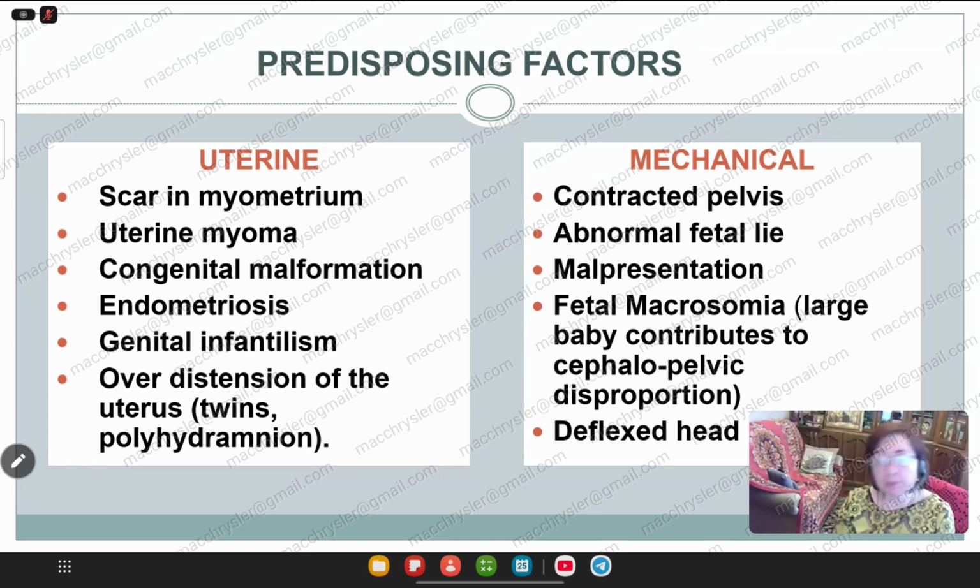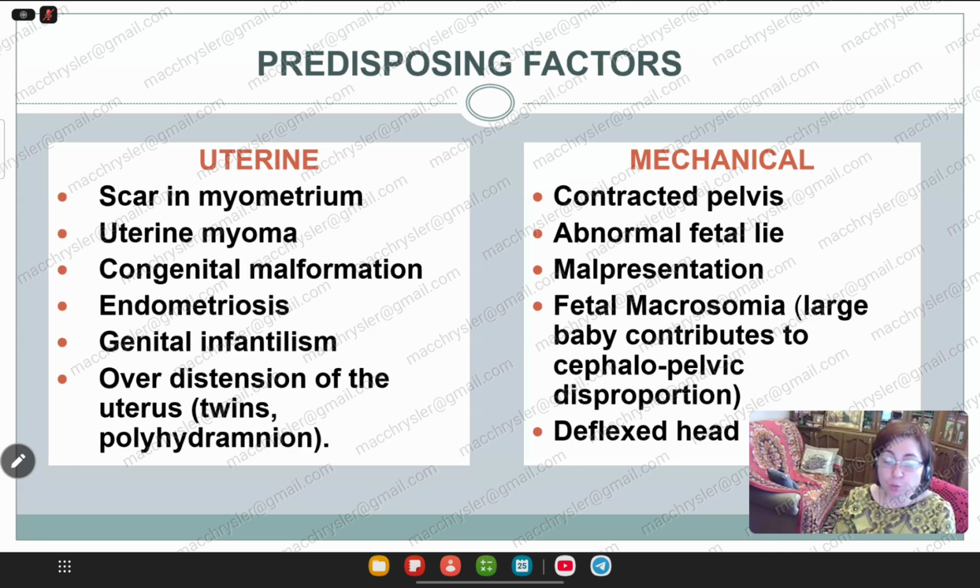Some gynecological disease like endometriosis, because the muscle of the uterus is defected or destroyed by endometrioid implants. Or the opposite, the patient can have genital infantilism. What does it mean? Infant, it's a baby. Then she has an immature uterus, and it can also be a result of hormonal disorder. But it's also a uterine factor.